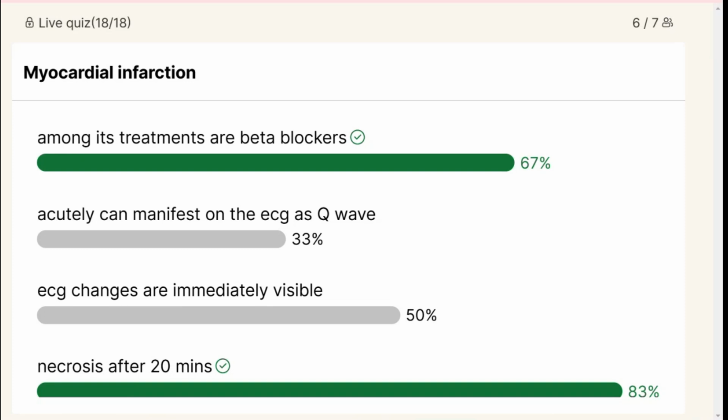And ECG changes are immediately visible is not correct. Usually it takes at least a few hours for it to appear on the ECG. And yeah, myocardial infarction necrosis usually after 20 minutes. If it's before 20 minutes, you suspect some kind of angina pectoris, maybe even unstable angina pectoris. But if it's after 20 minutes, you can be sure that it's necrosis and myocardial infarction, and you have to treat it accordingly.